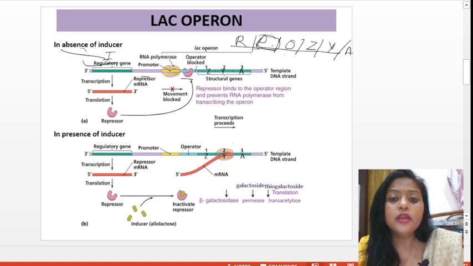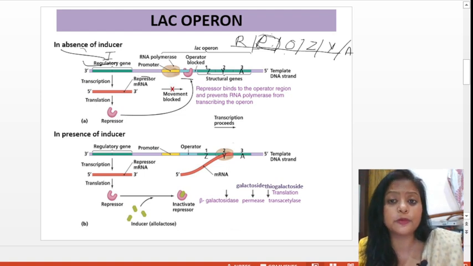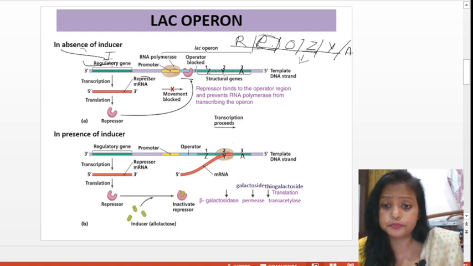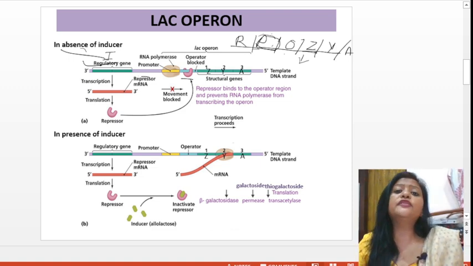Then the promoter, which I have told you about, is the place where RNA polymerase will recognize and bind, and begin the transcription. Then we have the structural genes Z, Y, and A. The Z gene codes for the beta-galactosidase enzyme. Y codes for the galactoside permease enzyme, and A codes for the thiogalactoside transacetylase enzyme.